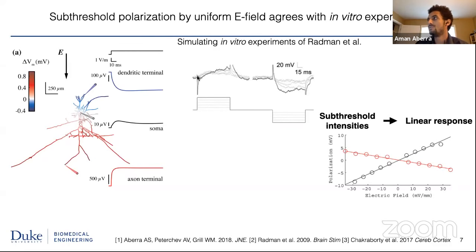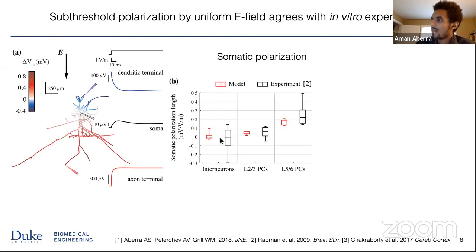The first thing we did was compare this to in vitro experiments. One key one was a study done by Radman et al. in 2009 that showed that at these low intensities relevant to tCS, you're still in a linear regime of polarization. They quantified what they called the polarization length, which is a weird metric, but essentially it's the polarization in millivolts per volt per meter of the field. They quantified this across cell types and found the highest polarization in the largest cells, the layer 5 and 6 pyramidal cells, in the soma, and much lower polarization in interneurons, with a range where the same field direction can produce both depolarization and hyperpolarization.